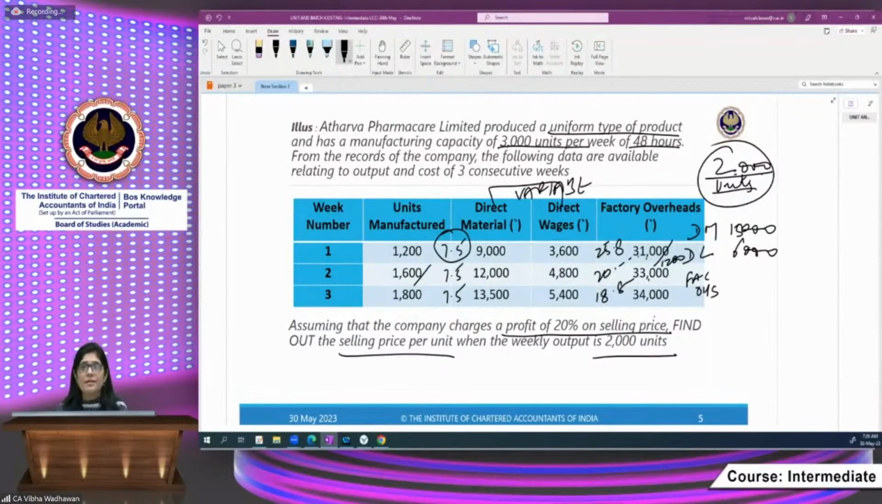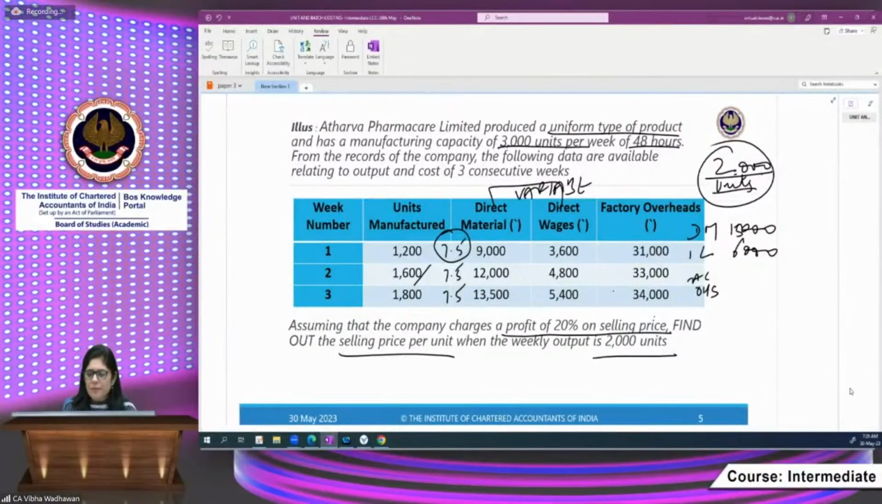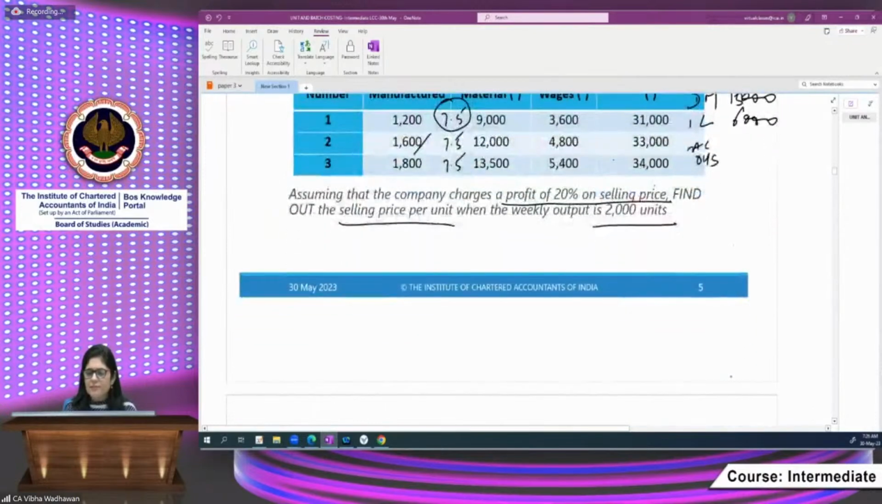How do you have to identify? This is the way. Had it been variable cost, the factory overheads per unit would have to be the same. Had it been fixed, the amount should be the same. So neither the per unit is constant, nor the amount is the same. That means it is a semi-variable cost. Factory overheads are semi-variable. So we have to split the factory overhead into fixed and variable. How do we do it? We have done it in the introduction part. How to split the factory overheads?